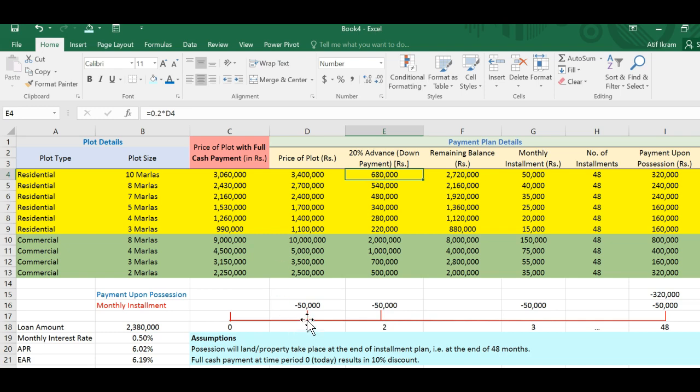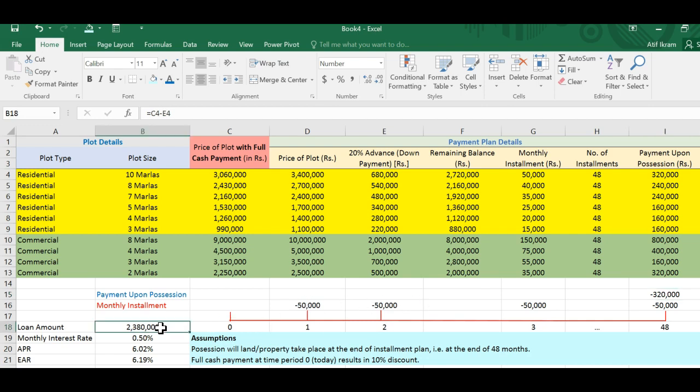And now please come back at the end of the first month, give us 50,000 rupees, come at the end of the second month. In fact, give us a payment of 50,000 rupees every month for the next 48 months. So this is what this timeline is showing. And then at the very last month, in addition to this 50,000, please make a payment of 320,000 rupees to possess the property as well. And so what I'm showing to you is this.